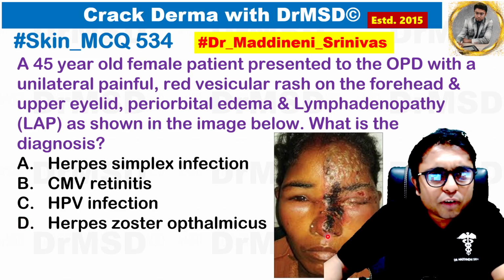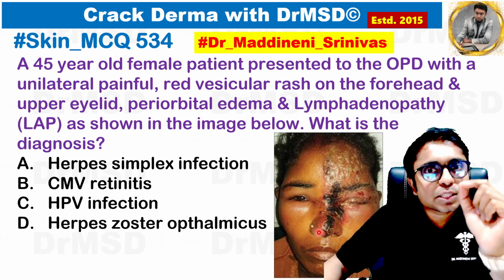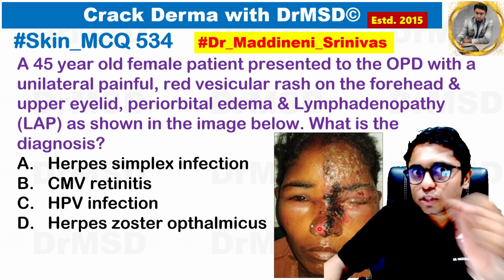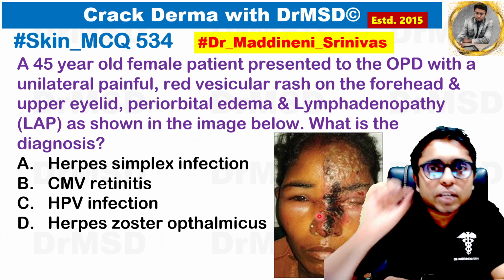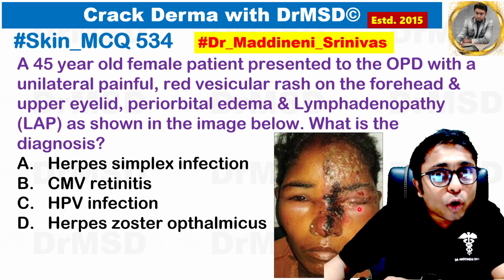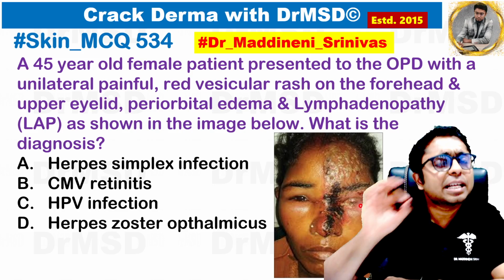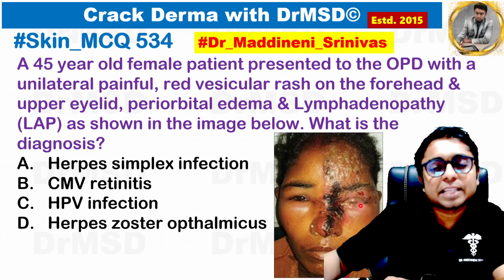So one question for all of you: there is a named sign associated with this condition, herpes zoster ophthalmicus, where if the tip of the nose has vesicular lesions, then most likely the cornea will also get affected. If you know the answer for this named sign, leave it in the comments below.